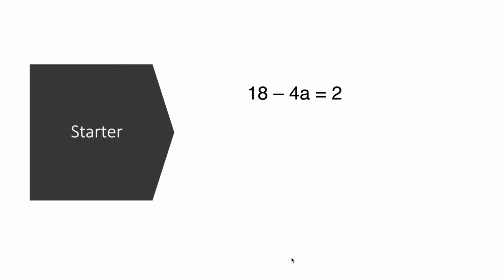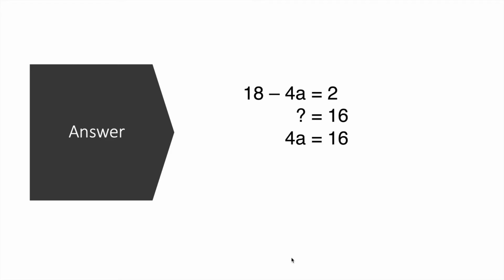18 minus 4a equals 2. Can you work out what a equals? Now, in order to do this, all I want you to think about to begin with is forget the 4a and simply concentrate on what do I take away from 18 to make 2? 16. So therefore, you know 18 take away 16 is 2. Therefore, that 4a must equal 16.